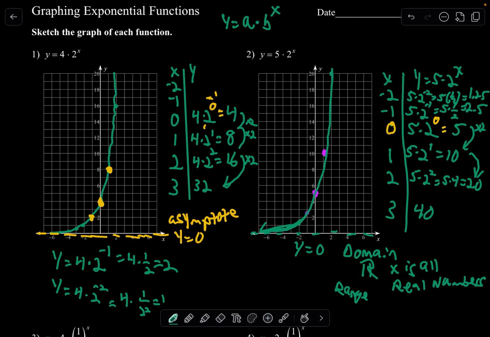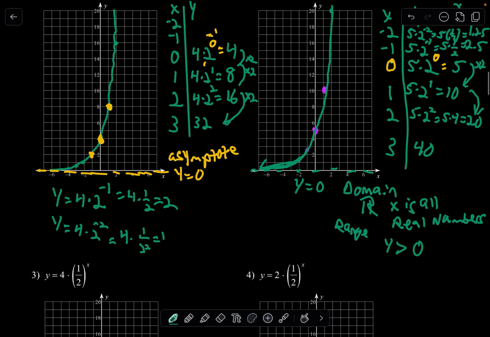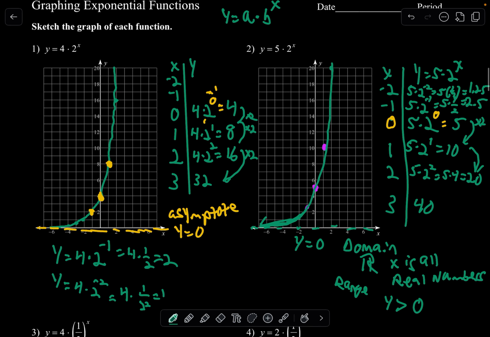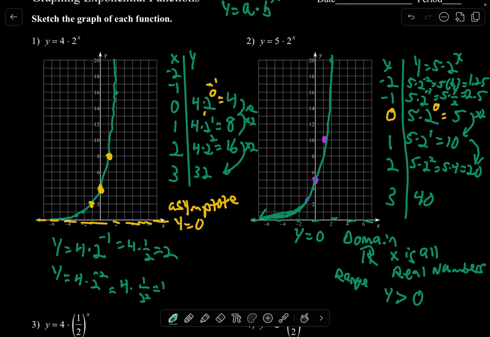that's the y values. Notice the graph will never go below the asymptote. It'll never touch it, actually. It'll look like it touches it, and even if you graph it on Desmos, it will look like it's touching the x-axis, but it's not. It's just really, really close to it. All right, so the range is going to be y is greater than 0. Okay? It's above the x-axis. And that's the same for both of these. So both of these are going to be the same domain and range.